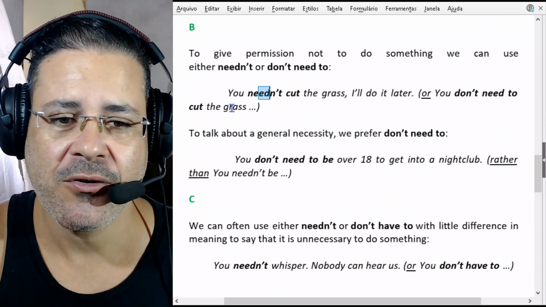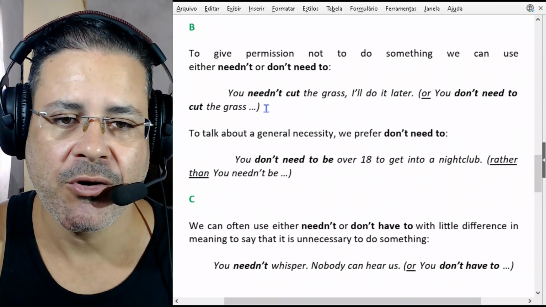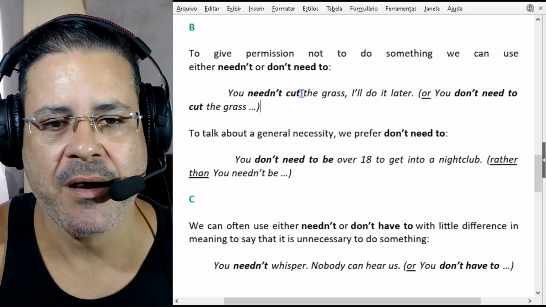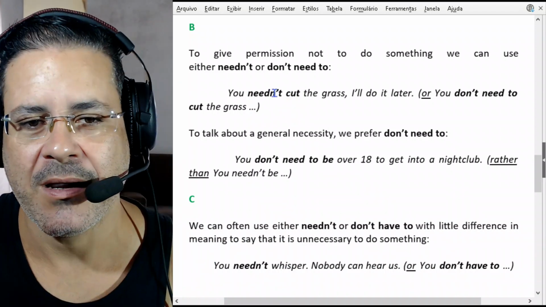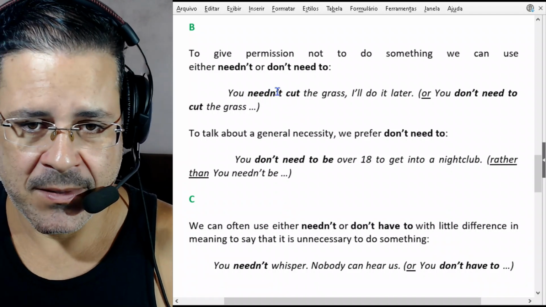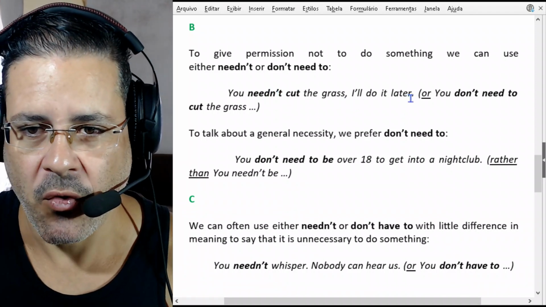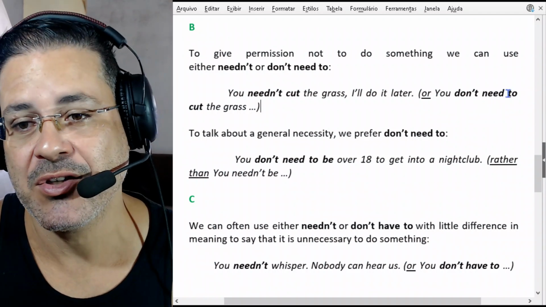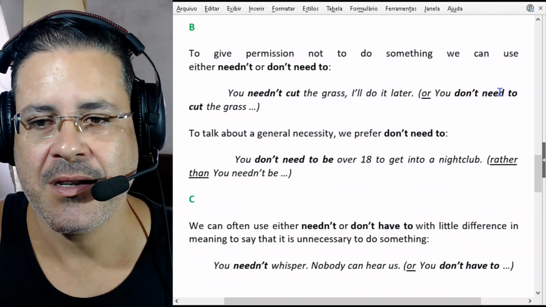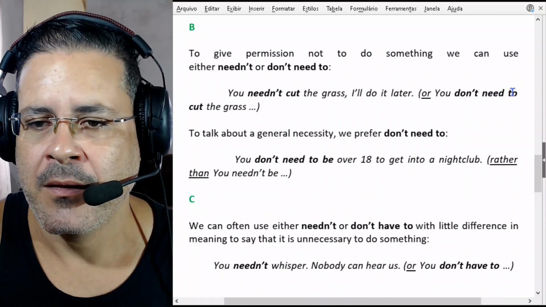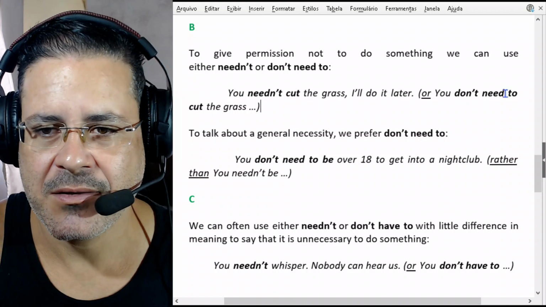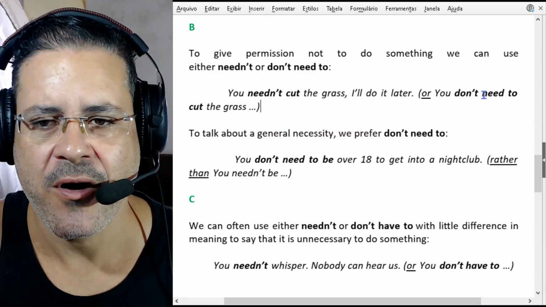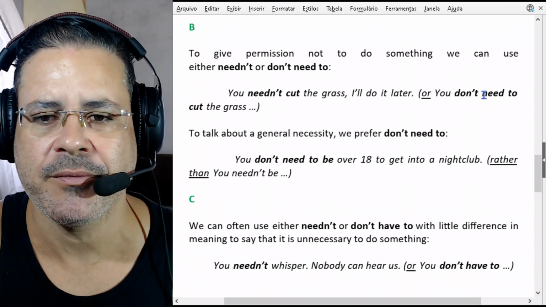Needn't, of course, is a modal verb. You needn't cut the grass, because it's followed by a bare infinitive, and needn't is a modal verb. I'll do it later. Or you don't need to cut the grass. Need in that case is followed by a to infinitive, it doesn't change its form, so in that case need is an ordinary verb, not a modal verb.